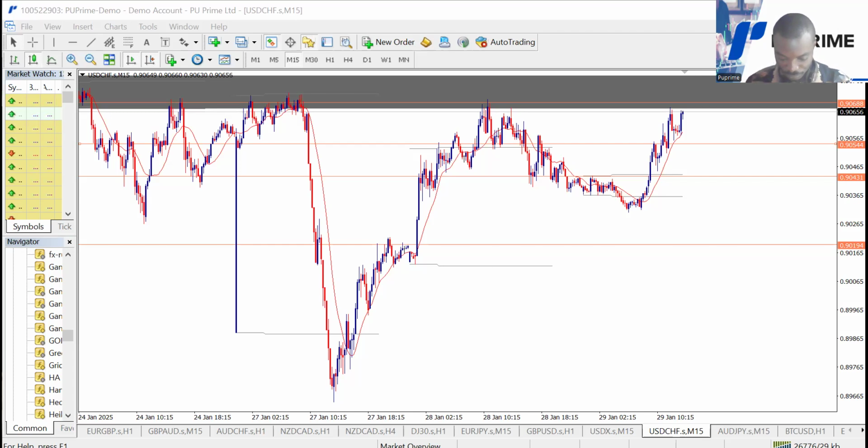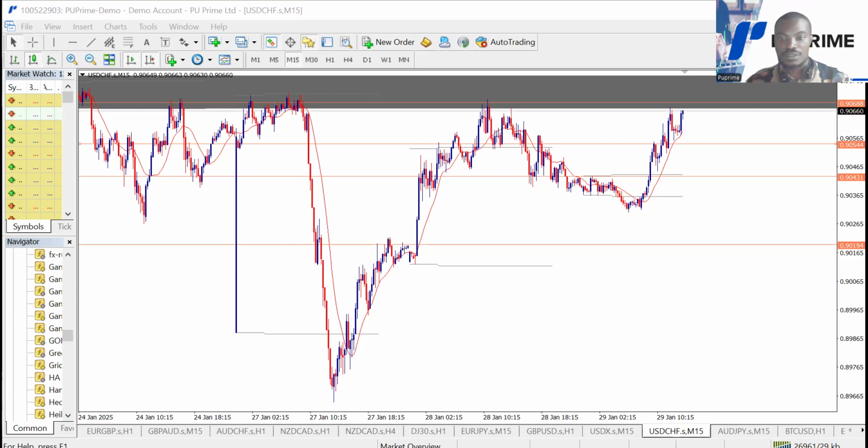USDCHF sell stop. Sell stop at 0.90544, SL 0.90688, TP1 0.90431, TP2 0.90265. Okay, so that is that for USDCHF.